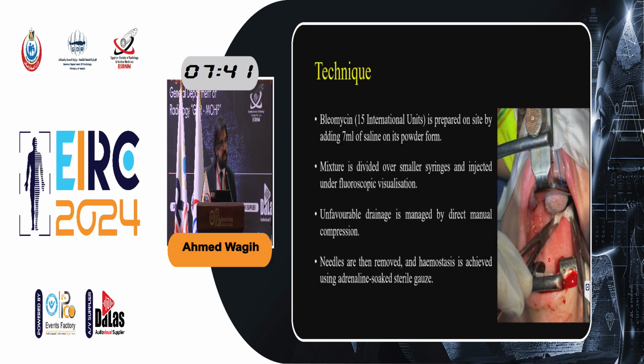And then bleomycin is prepared on site by adding 7 milliliters of saline to its powder form, and then dividing the mixture over smaller syringes and injecting it under fluoroscopic guidance. And then any unfavorable draining veins were managed by direct compression, and the needles were then removed, and hemostasis was achieved using adrenaline-soaked gauze.